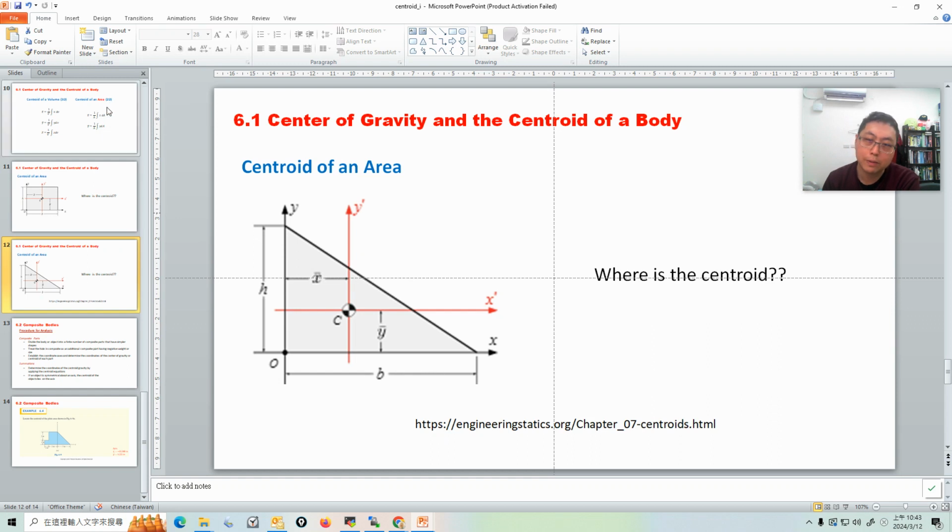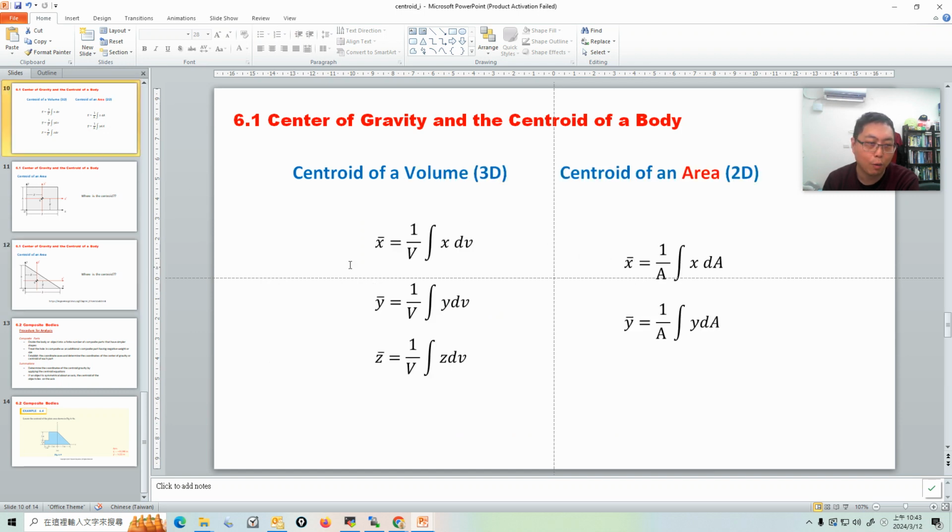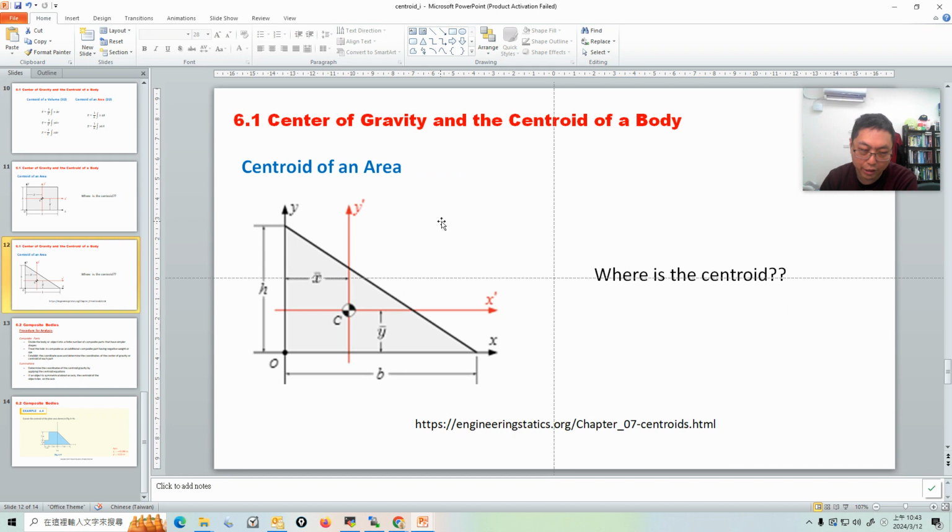So for this 2D case, we have the position of the centroid. You have two coordinates, right? So you need the x coordinate and the y coordinate. So we are talking about x bar and y bar. Let's start with x bar first. Let's write the formula here. The x bar is equal to 1 over total area times the integration of x dA.